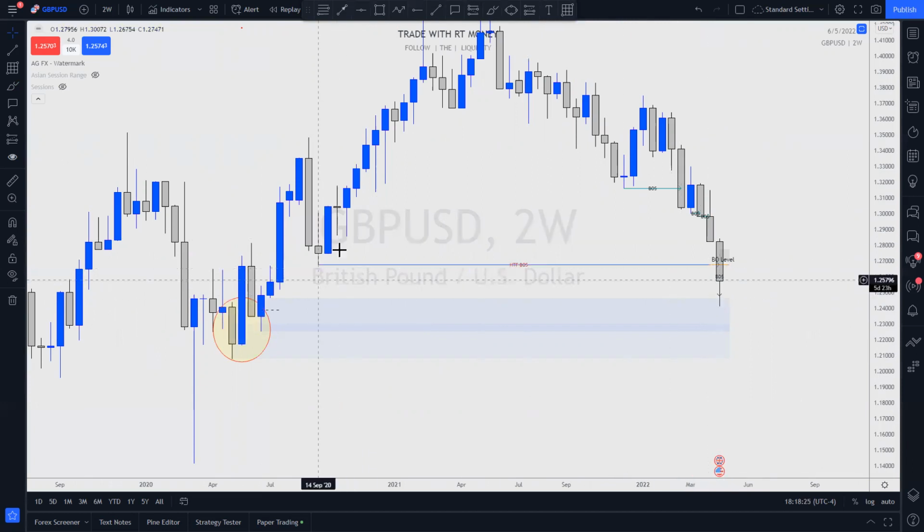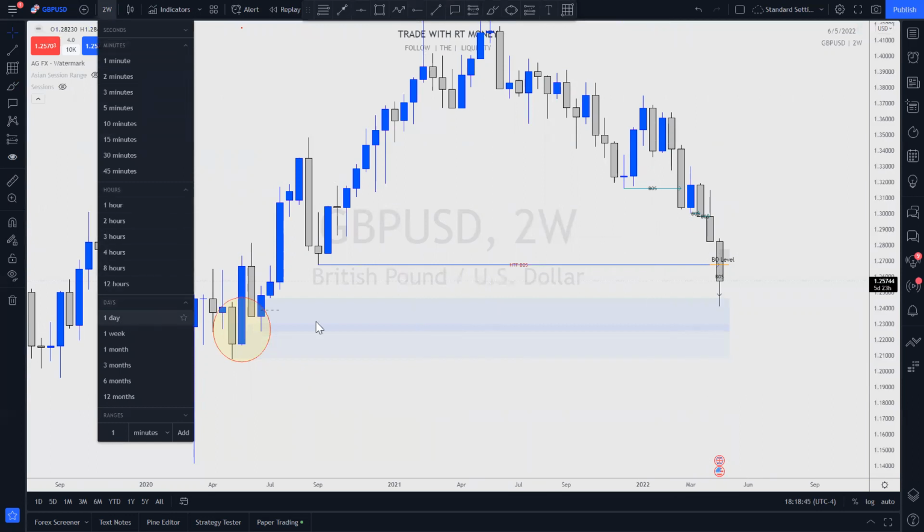We break the structure here, broke that. This is a breakout to the downside. All right, keep that in mind. And we are in demand. Are we going to break through it? We're looking at the reaction to this zone right now, going down to the daily.